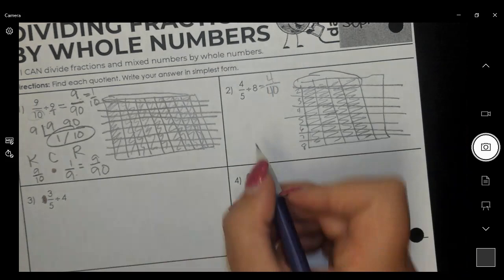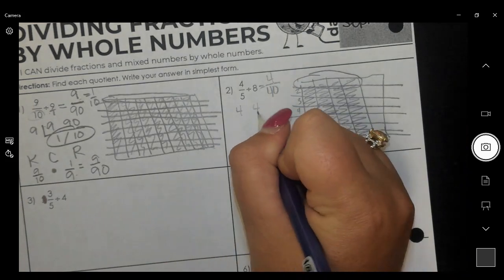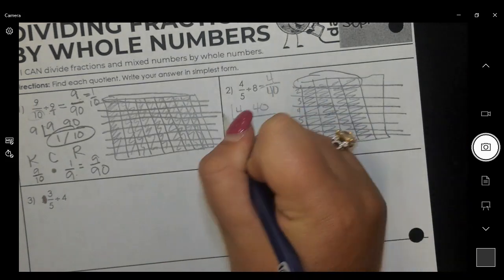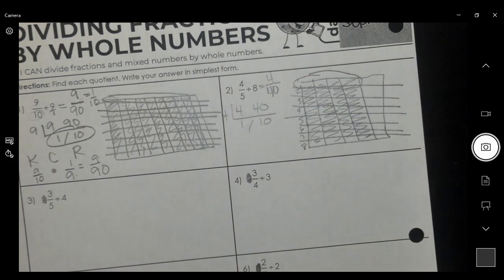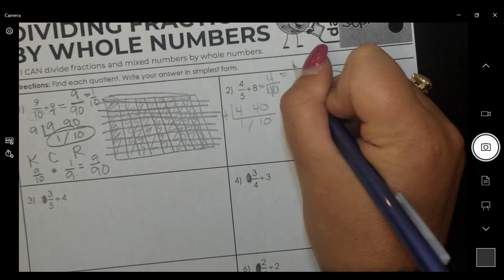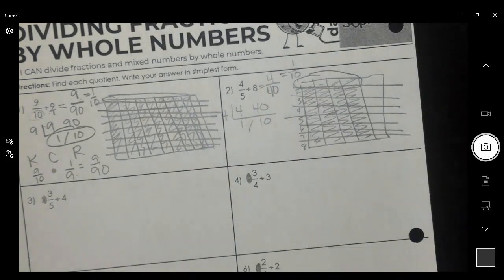I'm going to try and simplify it by putting it in the slide. Take 4 out. And I get 1/10 again. It's not always going to be 1/10, but we get 1/10 again.